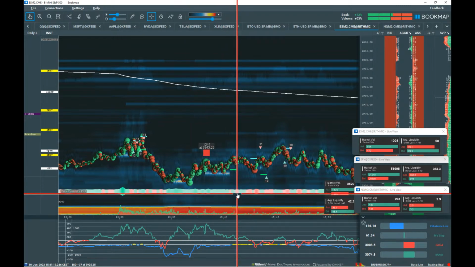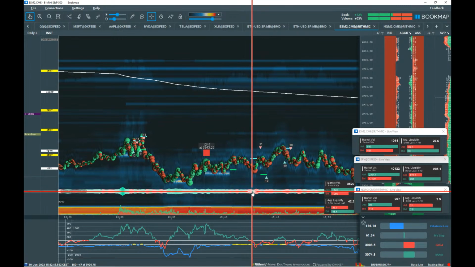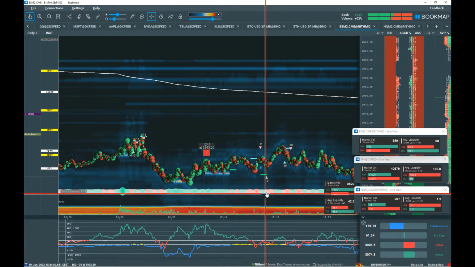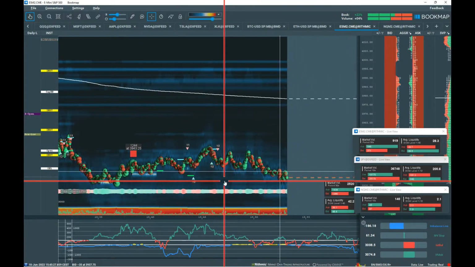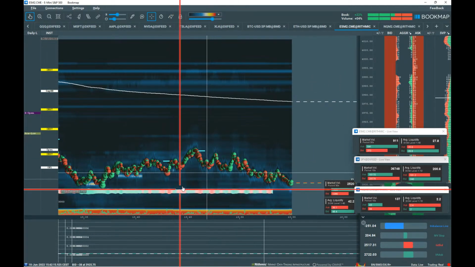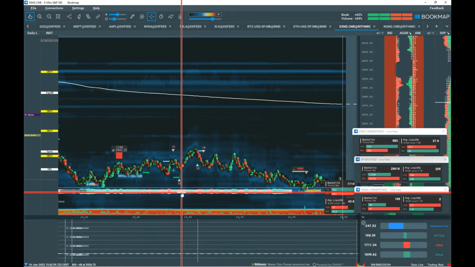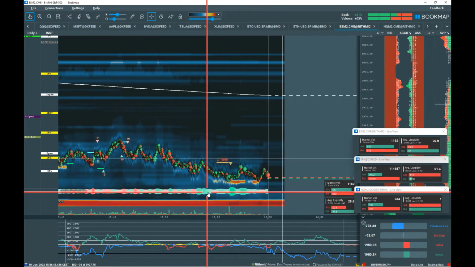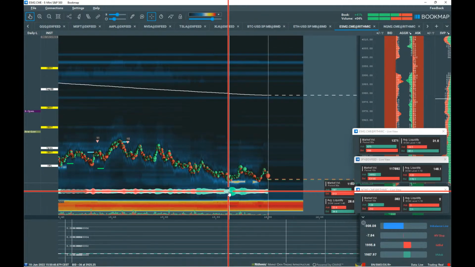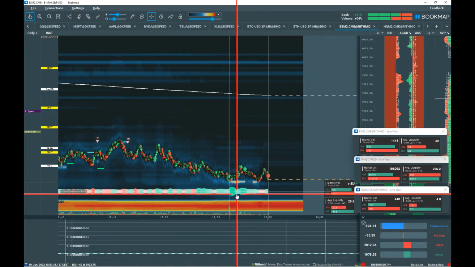Now a little bit more sellers came in, sellers came in, sellers came in, and then yes, the whole play started from here. The whole game started from here again. You see how they are trying to support the bid, to support the bid side.